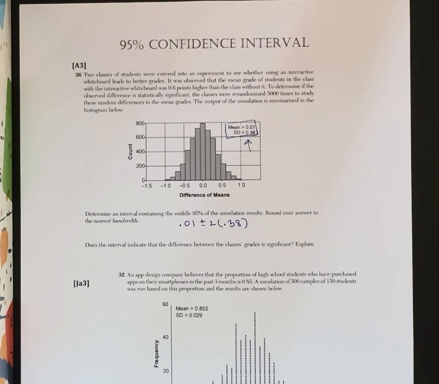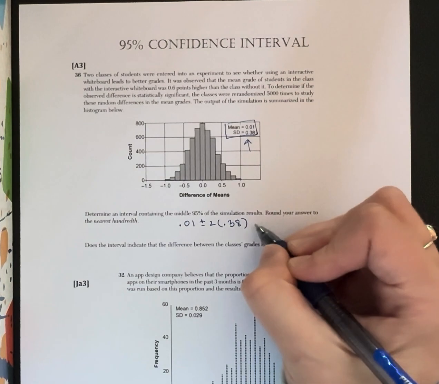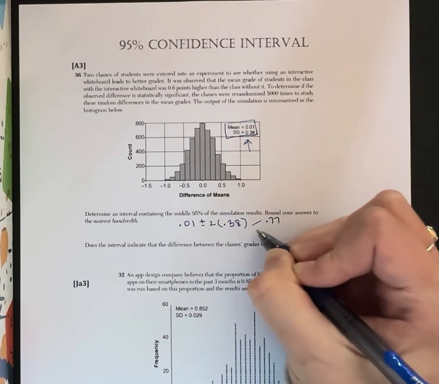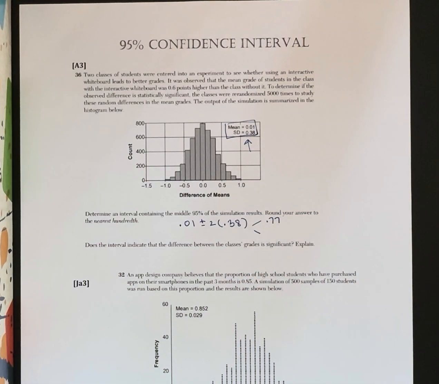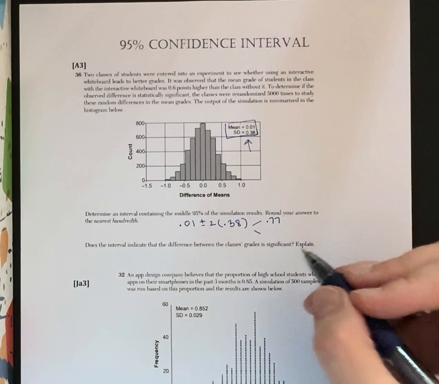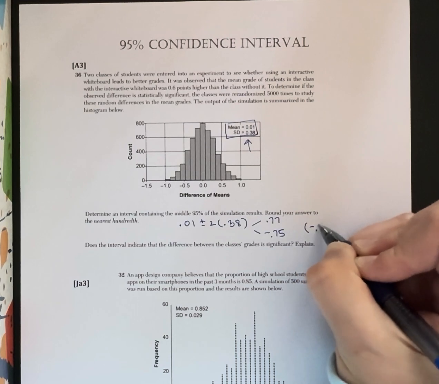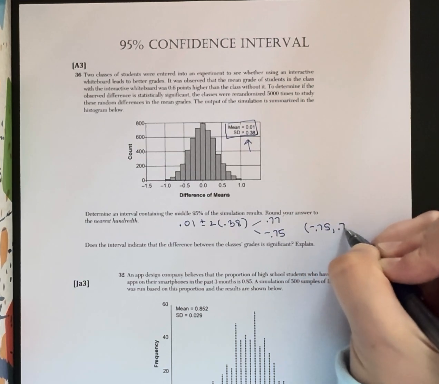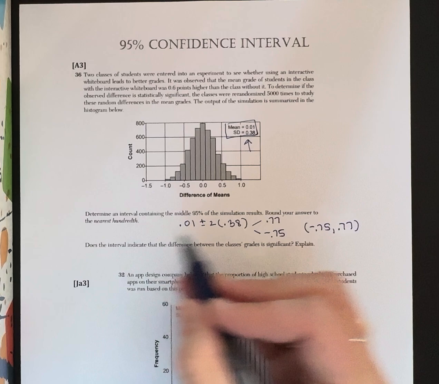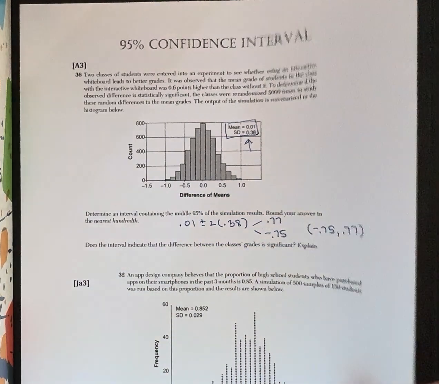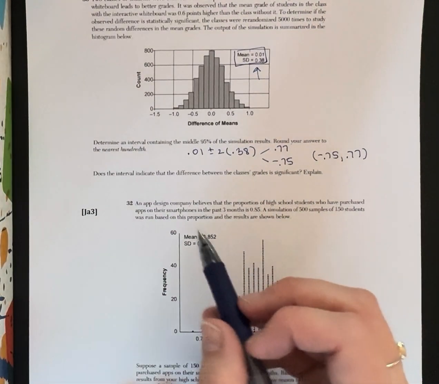0.01 plus 2 times 0.38 is 0.77. And then 0.01 minus 2 times 0.38 is negative 0.75. So the interval is negative 0.75, comma, 0.77. This says to round to the nearest hundredth. These are already to the nearest hundredth, so I didn't have to worry about that.